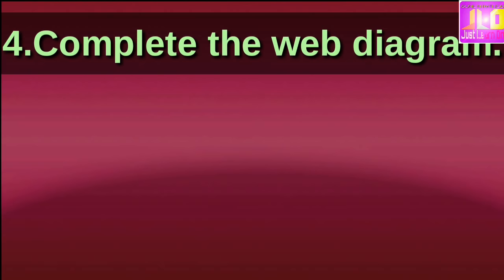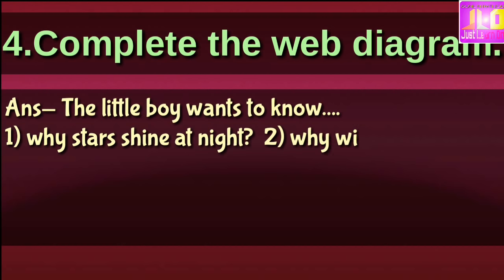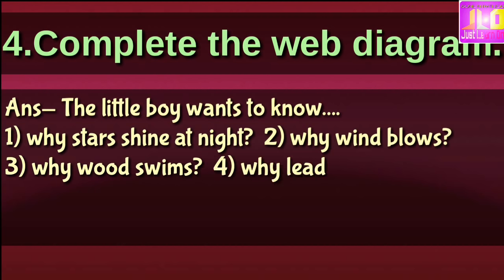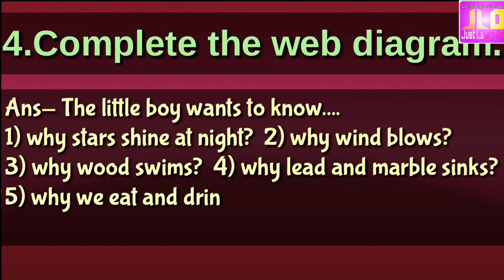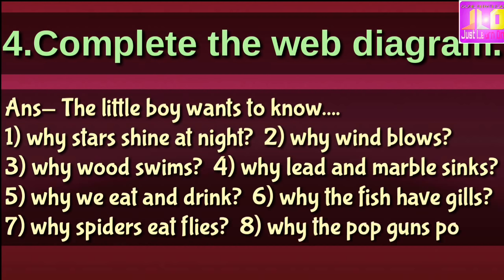Question number 4. Complete the wave diagram. Answer: the little boy wants to know why stars shine at night, why winds blow, why wood swims, why lead and marble sinks, why we eat and drink, why the fish have gills, why spiders eat flies, why the pop guns pop.